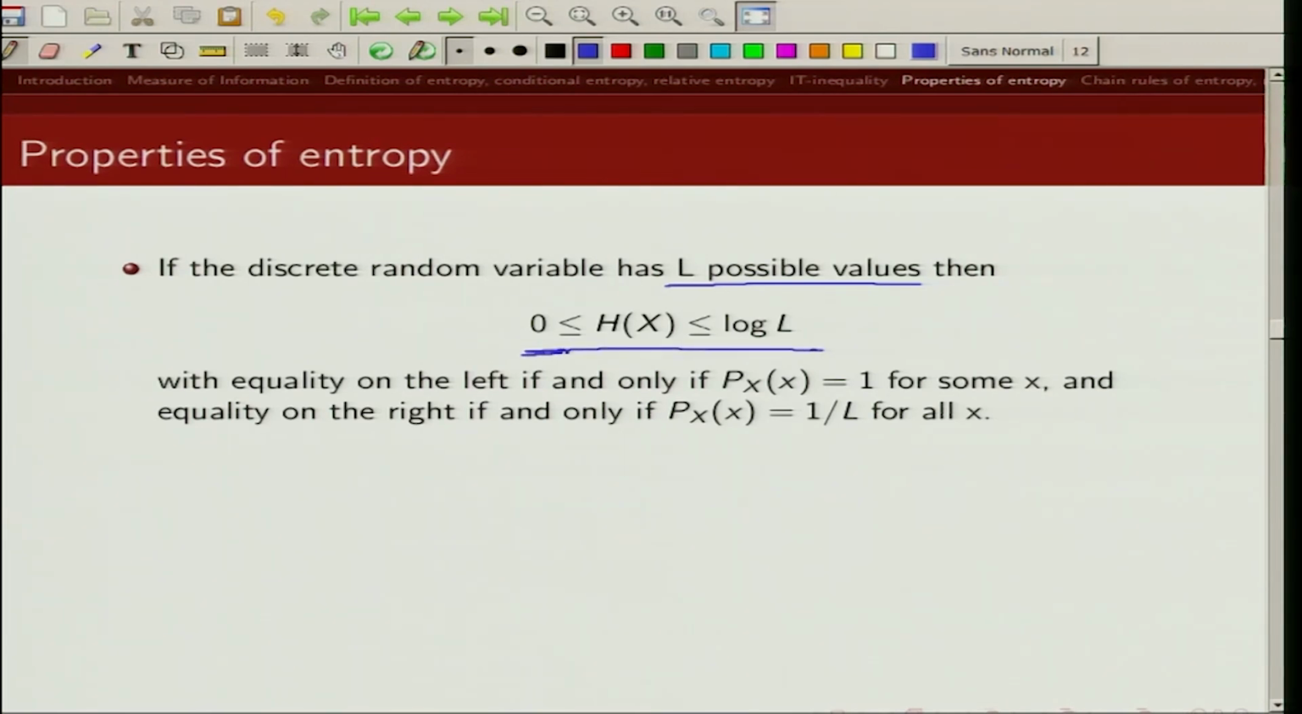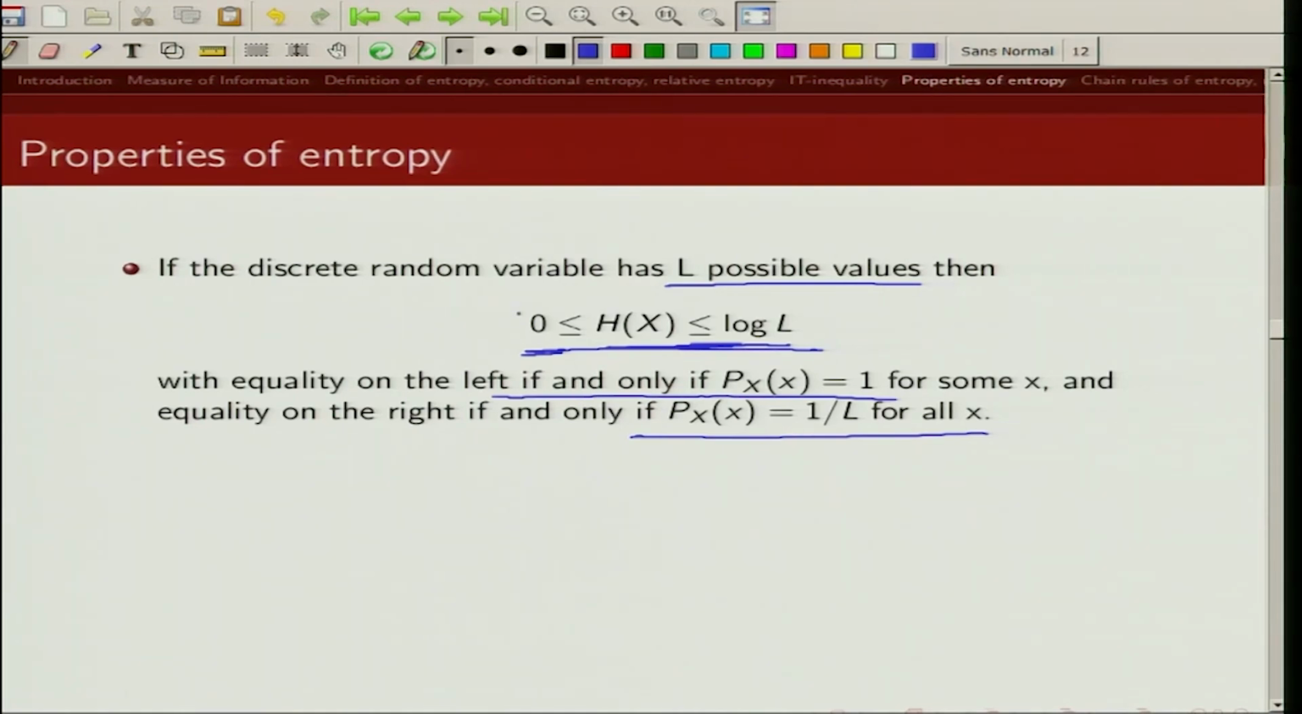Entropy is lower bounded by 0 and upper bounded by log of L. The equality on the left hand side happens if and only if p of x is 1 for some particular x, and for all other x it's 0. And equality on the right, which is H of X equal to log L, happens if your source is uniformly distributed. So p of x is 1 by L for all x. So let us prove this.